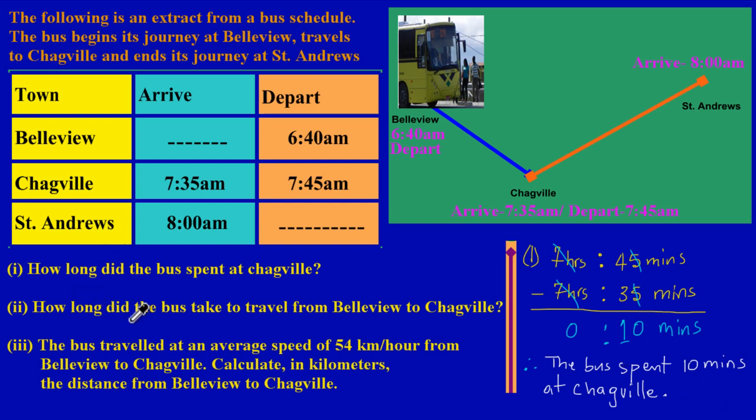How long did the bus take to travel from Bellevue to Chagville? What they're asking us now, my friends, is this distance here from Bellevue to Chagville. The bus is presently at Bellevue. That's Bellevue. They want to know how long it took to travel from there to Chagville, which is this location here. Let's calculate that quickly. I need a little bit more space, so I'm going to bring down this diagram.